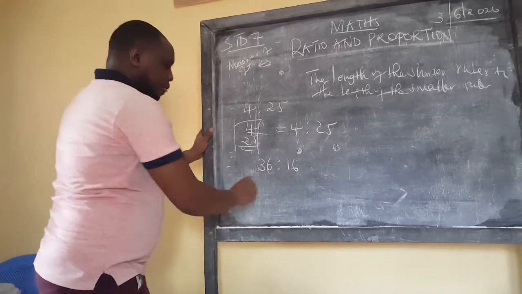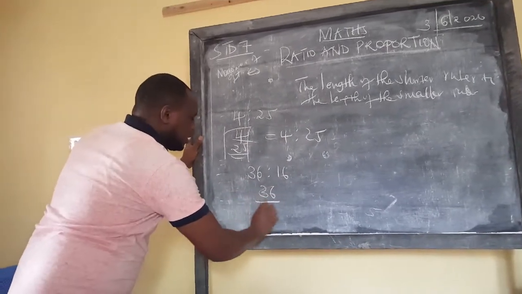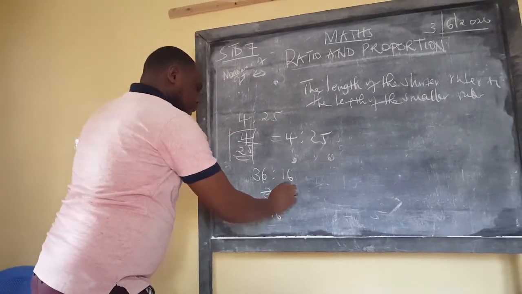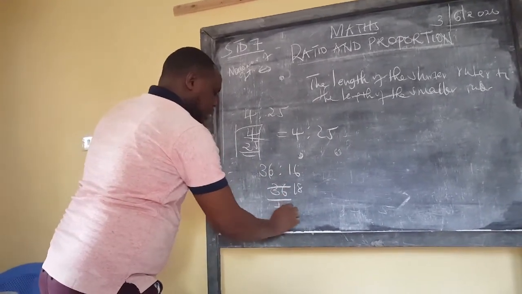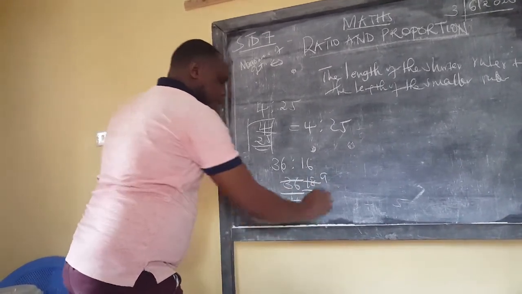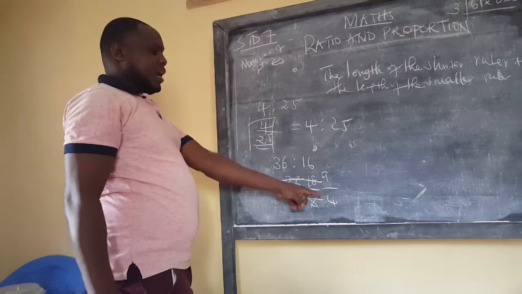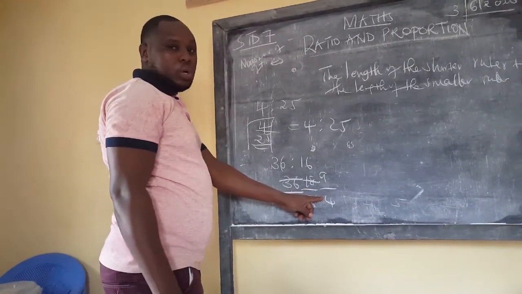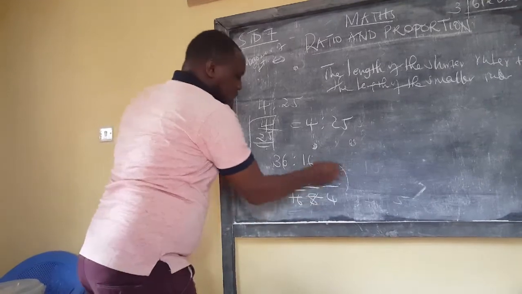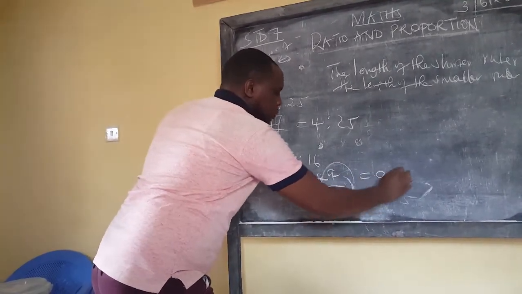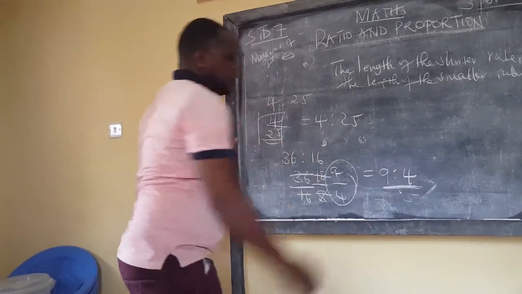Now this as a fraction is 36 out of 16. By 2, 18. By 2, 8. By 2, 9. By 2, 4. There is no common divisor, and so we don't simplify to write a mixed ratio. We leave it like that. So you write this, the numerator should come first. This becomes 9 is to 4 in a simplified form.